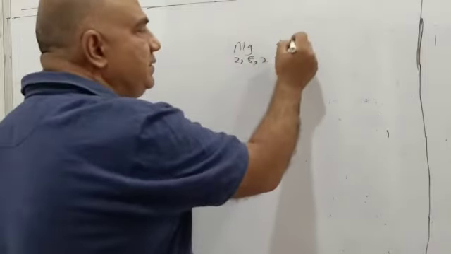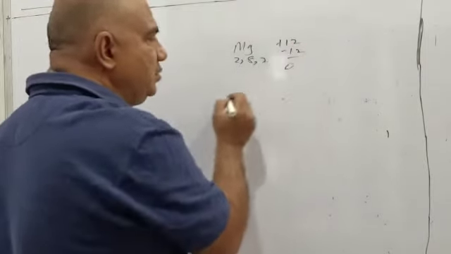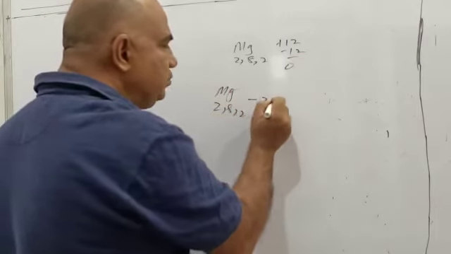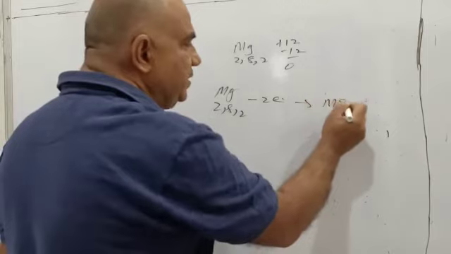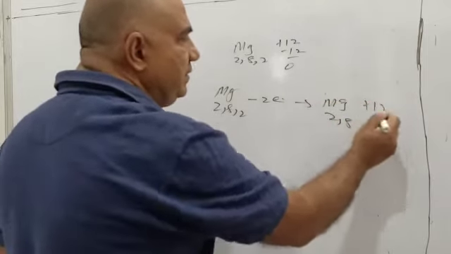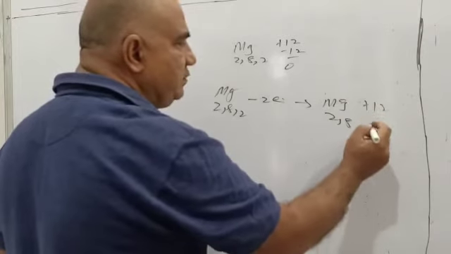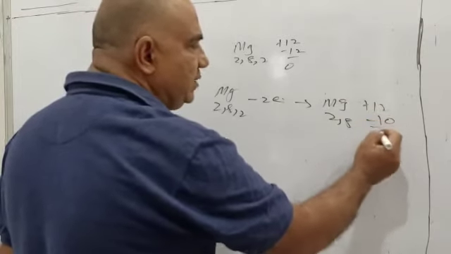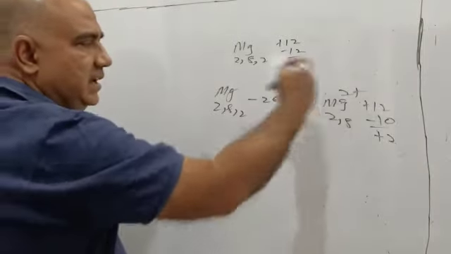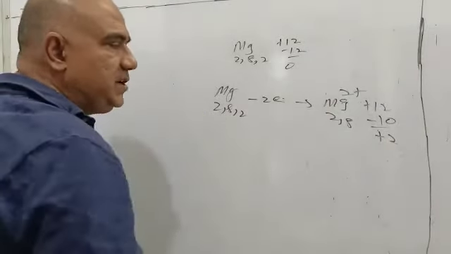And here plus 12, minus 12, overall charge 0. Now if I write magnesium 2, 8, 2, and I say minus 2 electrons, this will become magnesium 2, 8. Protons are still 12 and electrons are now 10, so plus 2, and this will develop a 2 plus charge. So this is an ion of magnesium.